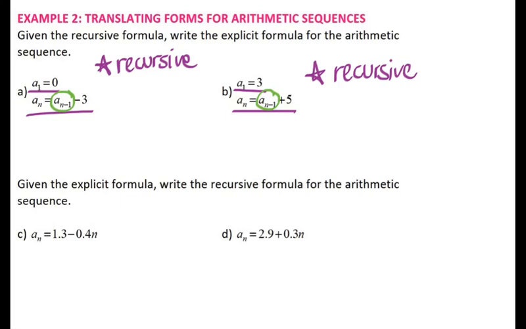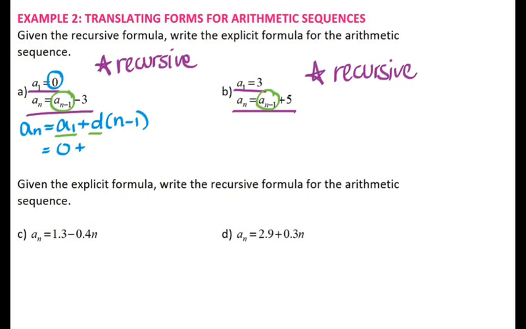So for these two problems, we want to change it to an arithmetic explicit formula. So if you recall, your arithmetic explicit formula looks like this. So if we're writing the formula, we need to know two things. We need to know our first term, and we also need to know the common difference. Well, the first term is already laid out for us. First term is 0, so I can take 0 and replace it for a_1.